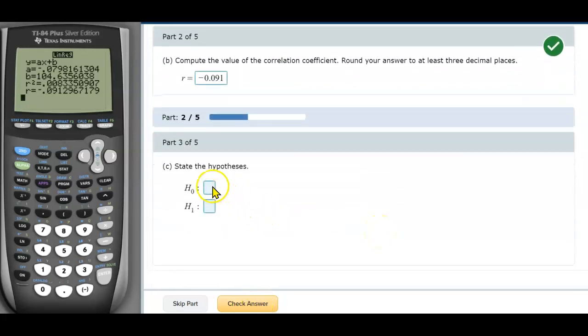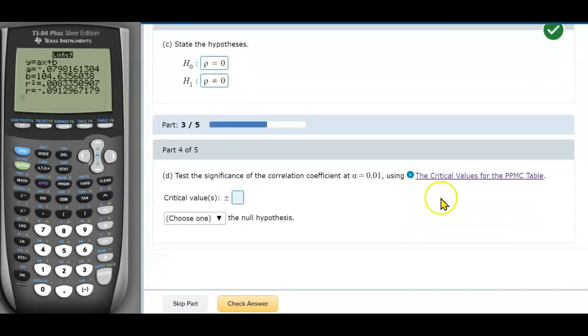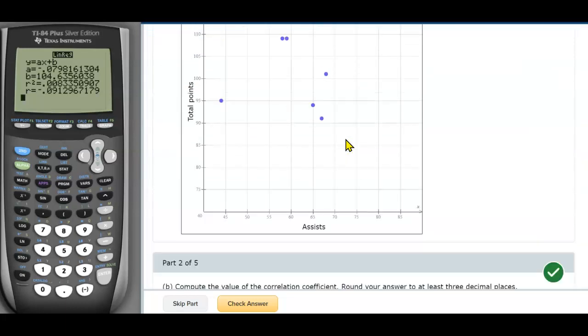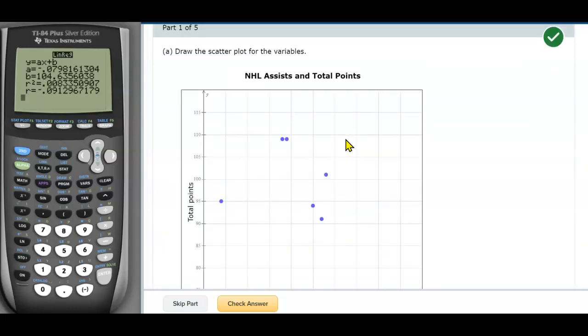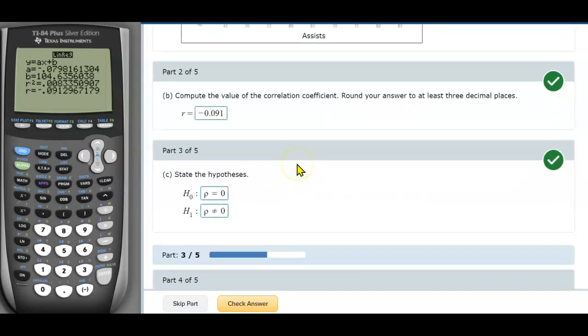So the H0 is going to be the same: rho equals 0. And H1 is going to be rho different than 0. Check it. It's always the same hypothesis, right? Now we are looking for the critical values at the level of alpha equal to 0.01. Please remember here you have 6 points, so n equals 6.